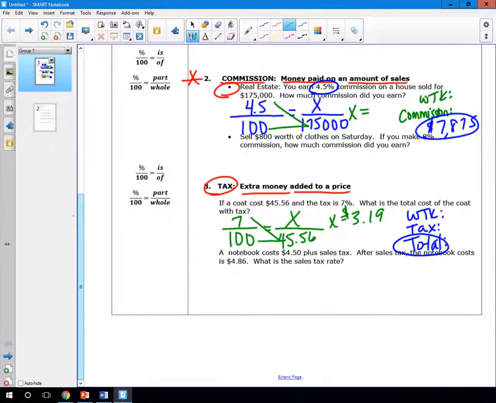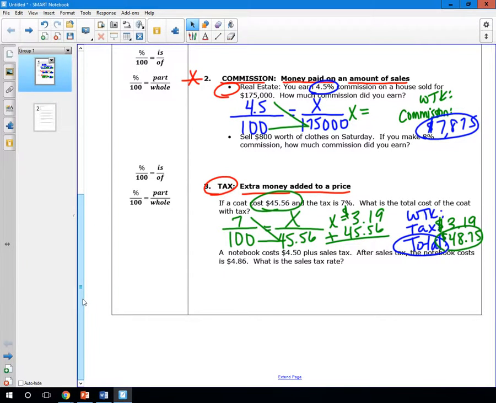Okay, so remind me again, what was our want to know? Our want to know was the total. So is $3.19 the total? Definitely not. That's my tax. I've got to pay $3.19 in tax on top of the original coat, which was $45.56. So that means with those two, I've got to pay for the coat and the tax. So I'm going to do what with those? That's right, I'm going to add them. When I add the tax to the original coat, I get my total cost is $48.75. And then I'm finished.